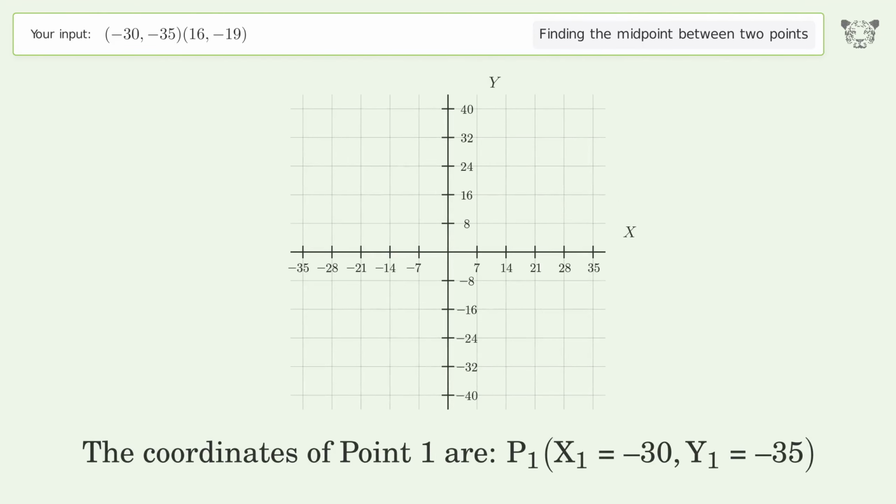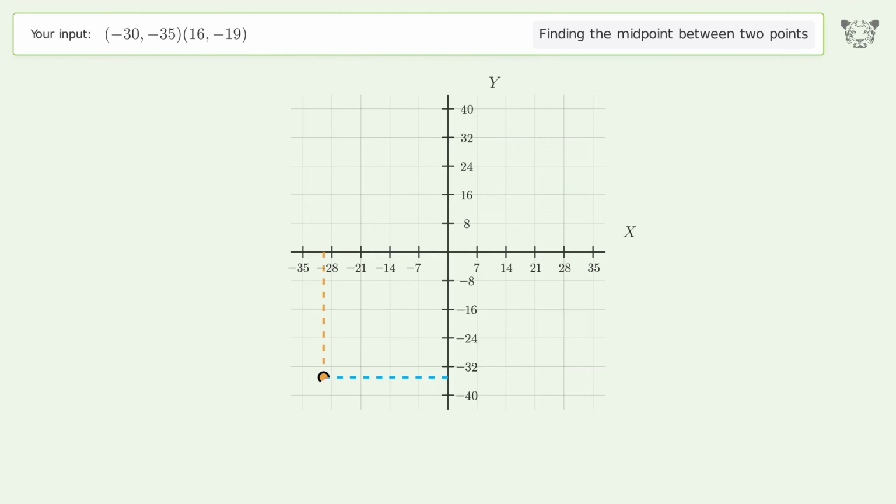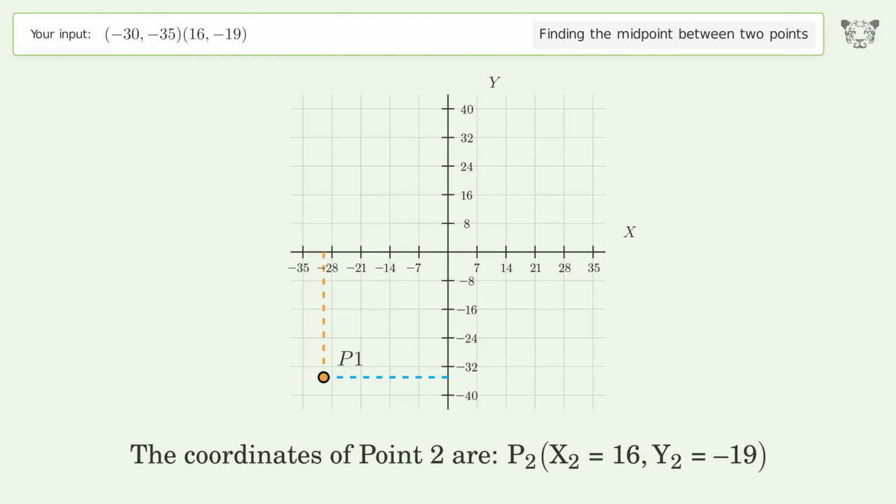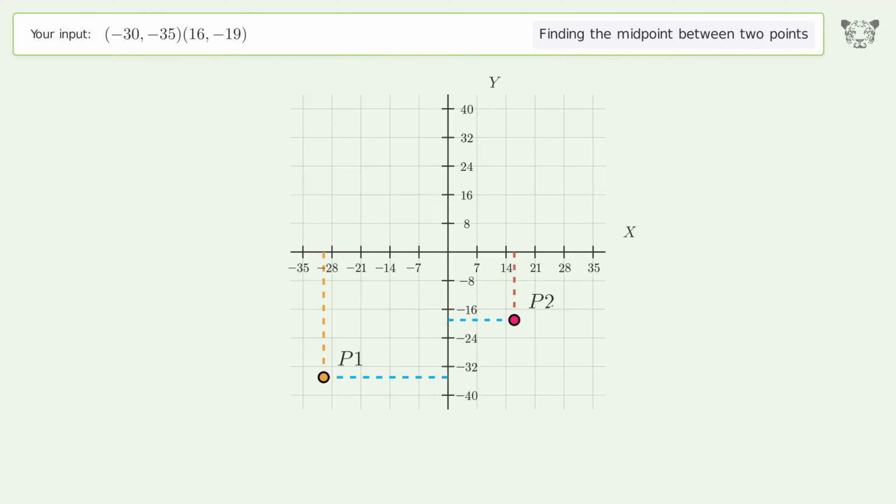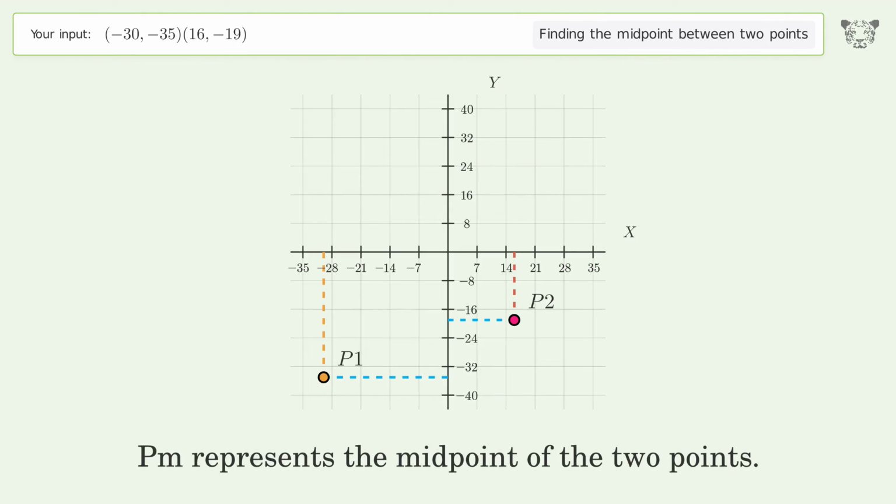The coordinates of point 1 are x1 equals -30, y1 equals -35. The coordinates of point 2 are x2 equals 16, y2 equals -19. PM represents the midpoint of the 2 points.